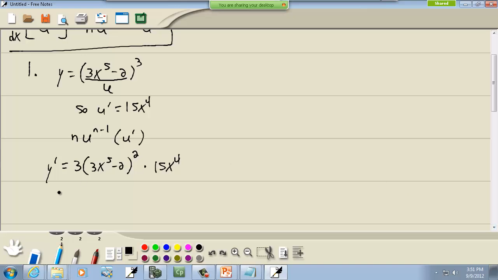Now typically you put the number out in front. If you got extra power like that, you put it out in front too. 3 times 15x to the 4th, and we got 3x to the 5th minus 2 to the 2nd power, which gives us, what is that, 45x to the 4th, 3x to the 5th minus 2 squared. And that's our answer.